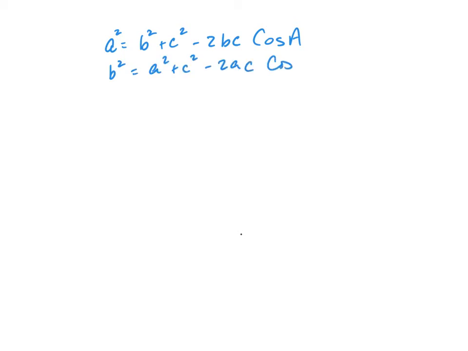On your formula sheet, you have a squared equals b squared plus c squared minus 2bc cosine of big A, or b squared equals a squared plus c squared minus 2ac cosine of big B, or c squared equals a squared plus b squared minus 2ab cosine of C. So these are the law of cosines. If you notice, if it starts with little a, it ends with big A. If it starts with little b, it ends with big B. And if it starts with little c, it ends with big C, okay?